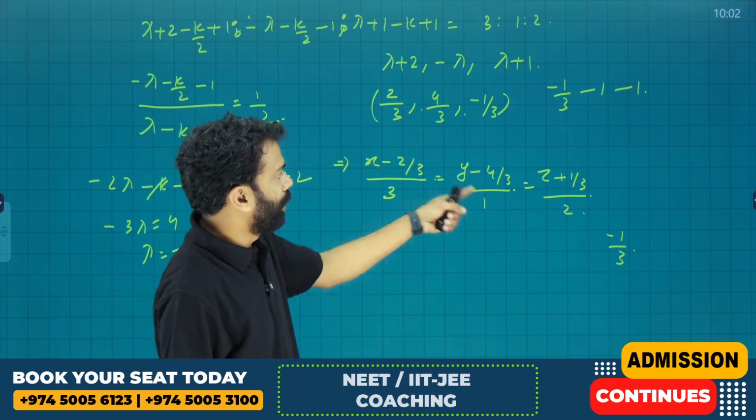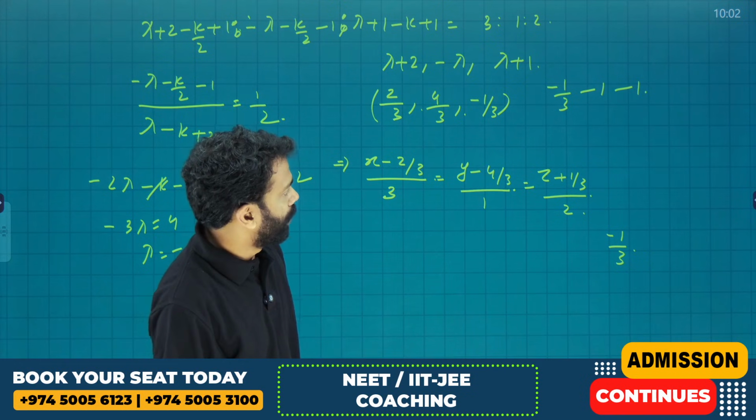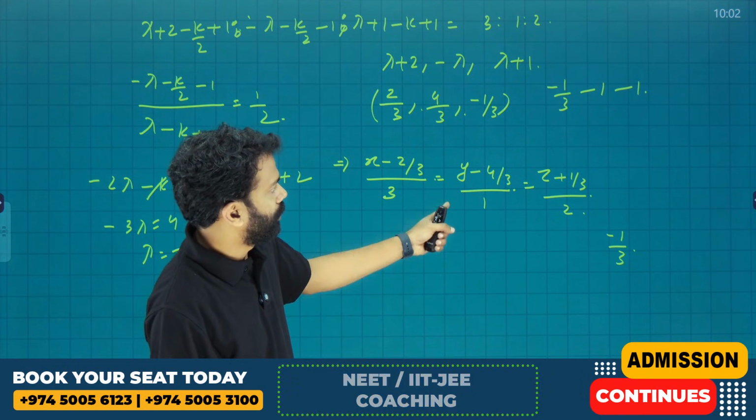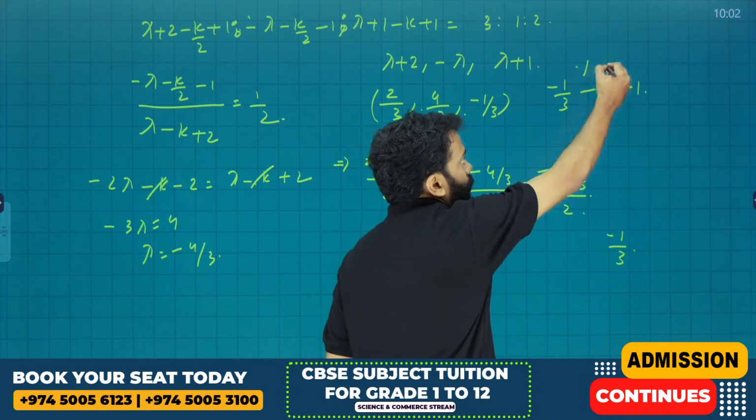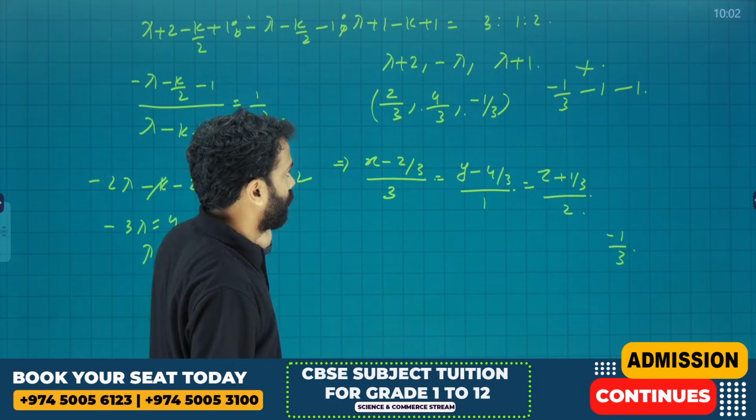And what is minus 1 minus 4 by 3? Minus 1 minus 4 by 3 is minus 3 by 3 minus 4 by 3, that is minus 7 by 3. So it's not matching. This is not the point. This is not a point on that line.